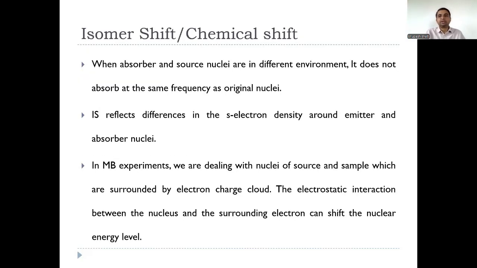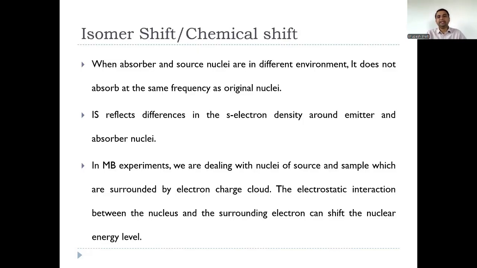So let's consider the isomer shift, which is the first factor. The absorber nuclei are our unknown material, and the source nuclei are 57 cobalt, which is converted into 57 Fe through the beta decay process. When these two are in different environments, the absorber does not absorb at the same frequency as the original nuclei, which we have already discussed. This isomer shift reflects the differences in the s electron density around the emitter and absorber nuclei. Isomer shift is the position of the signal, whether we are getting this peak on the negative side or on the positive side. That is our isomer shift.